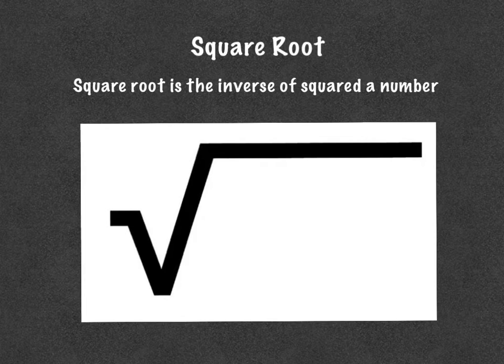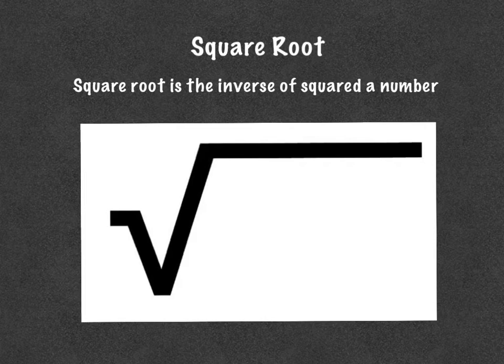Okay, everybody, today we're going to talk about square root. So square root is the inverse of a squared number. So inverse just means opposite. So anytime you hear the word inverse, we're going to talk about the opposite. So for example, the inverse of addition is subtraction and the inverse of multiplication is division. So the inverse of a squared number is square root, and the inverse of square root is a squared number.